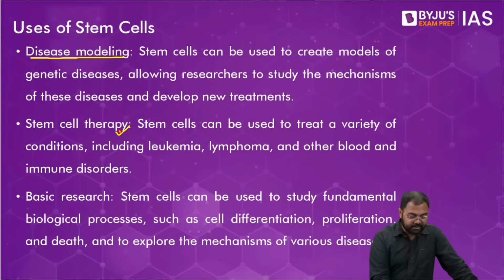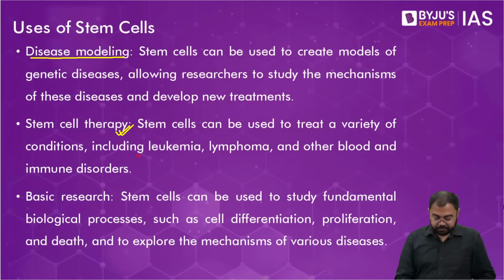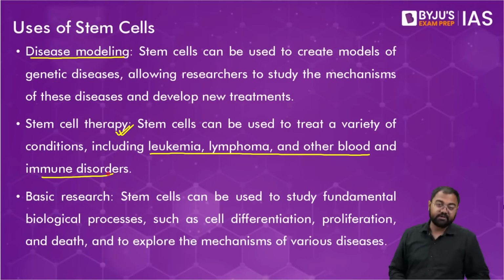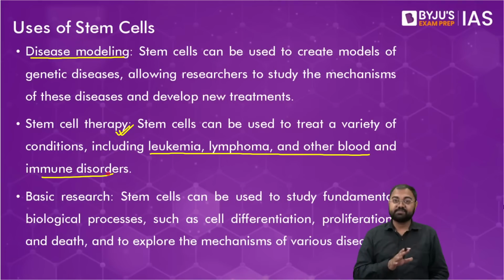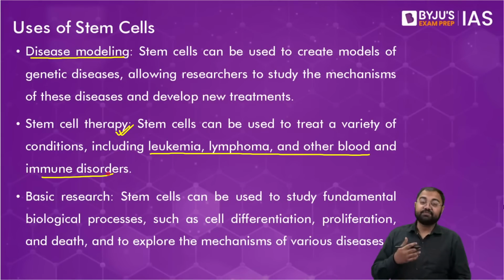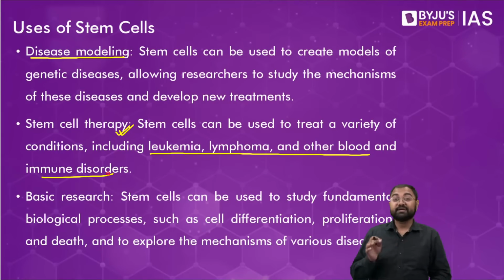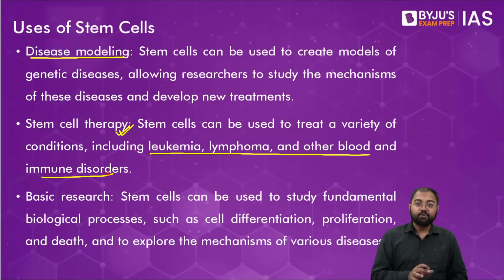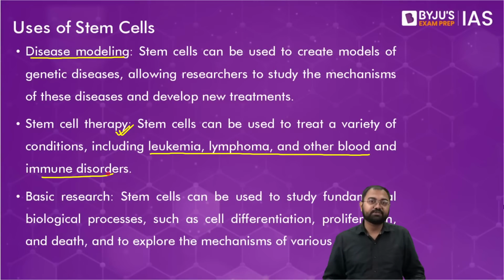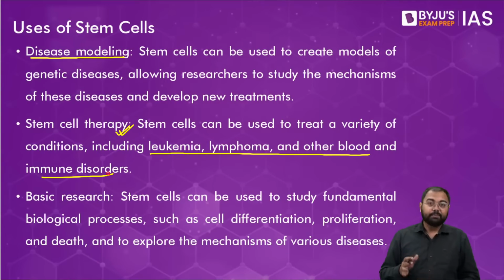Then we have stem cell therapy, in which conditions like leukemia, lymphoma, and blood or immune disorders can actually be solved with the help of stem cell therapy. There have been cases where we have been able to cure cases of cancer or even cases of AIDS with the help of stem cell therapy. Although they have been very small in number, we have seen success. And yes, in the future we expect that the success rates will be higher.